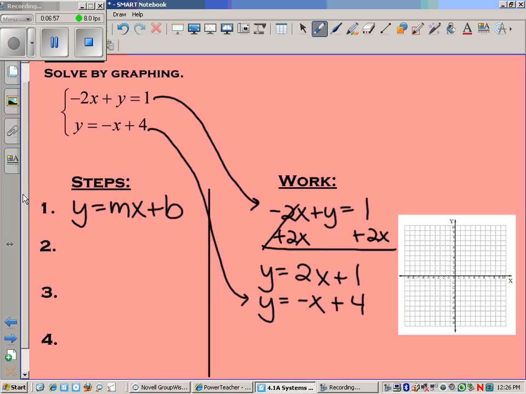The first step, anytime I go to graph something by using the equations of my lines, is I'm going to plot the y-intercept. I need a starting point. That starting point is going to be my y-intercept. On my first equation, my y-intercept is positive 1. Making sure I go on my y, I'm going to go up to positive 1 and make a dot.